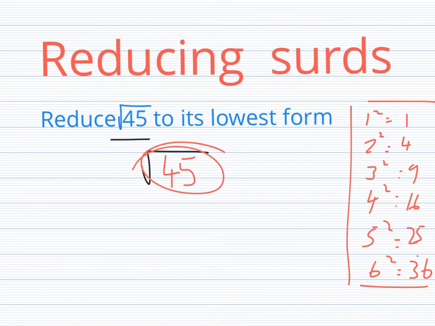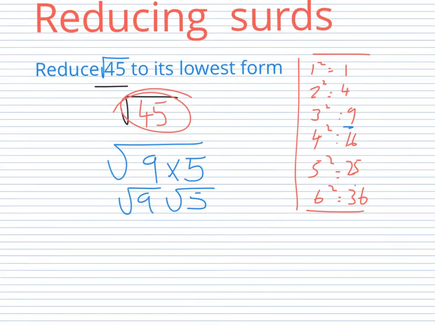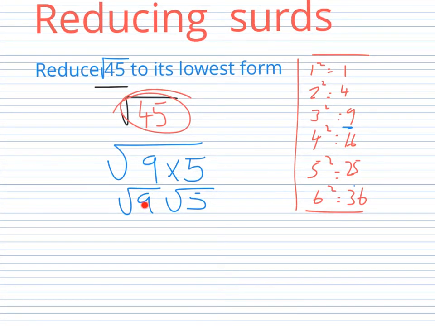And hopefully you're thinking, all right, well, I could write root 45 as root 9 times 5, because I can see 9 here is a square number. Okay, so I've written it as root 9 by root 5. Now, hang on a minute. The square root of 9, can I rewrite that as something else? I can, surely. I can write that as 3. So 3 root 5 would be the lowest form I could rewrite root 45.